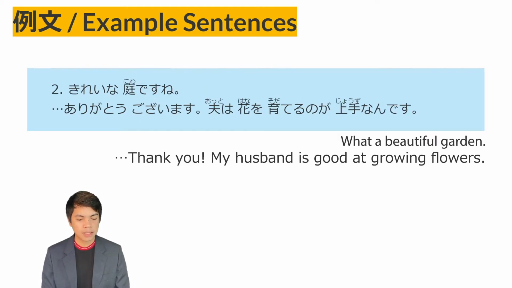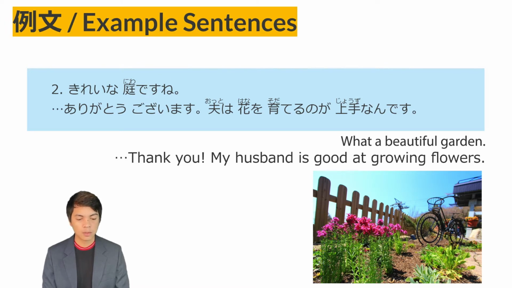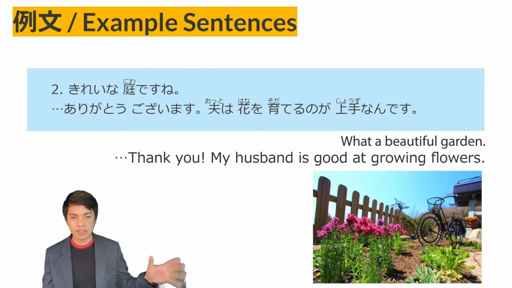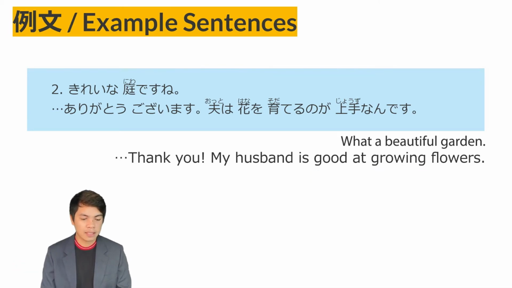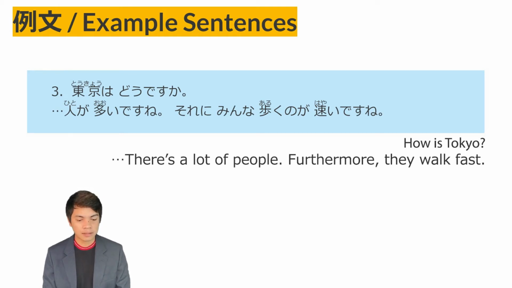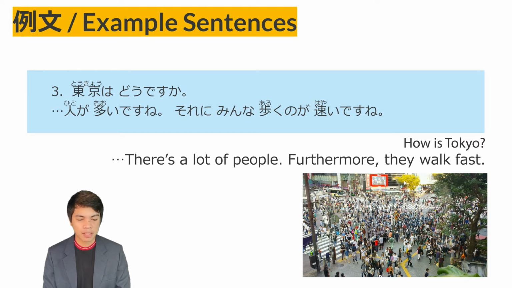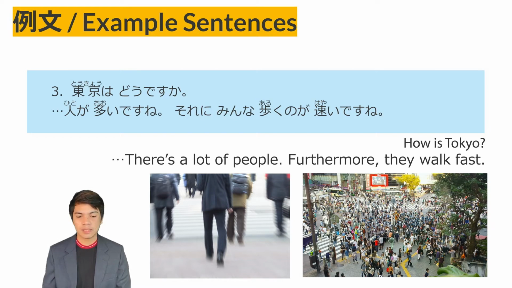Example sentence number 2. きれいな庭ですね。ありがとうございます。夫は花を育てるのが上手なんです。So, きれい is an adjective. きれいな庭ですね. He said, ありがとうございます, thank you very much. 夫 is my husband. 花を育てます, to grow flowers. Then 育てる, dictionary form plus の, it now becomes a noun. が上手なんです. 上手 means good at, skillful. So, my husband is good at growing flowers, 花を育てるの.